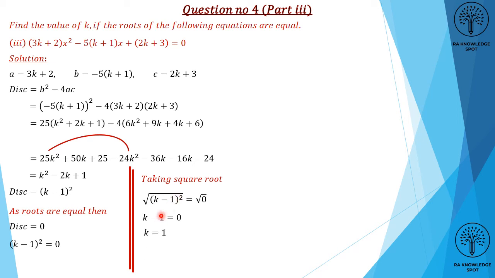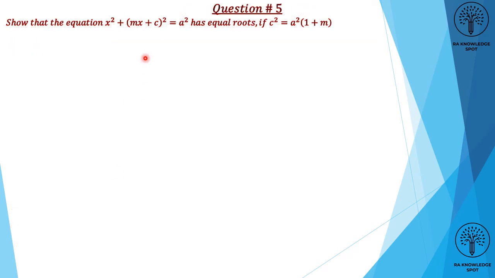Okay, once again you just notice it, when you have to find the value of k, disk will be 0. You just have to write this line as the roots are equal, this way. If this is equal, you can write the roots are equal. Now move on, that is question number 5. This is a very important question.